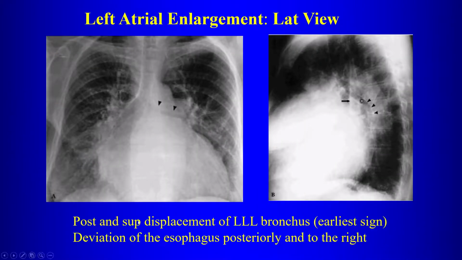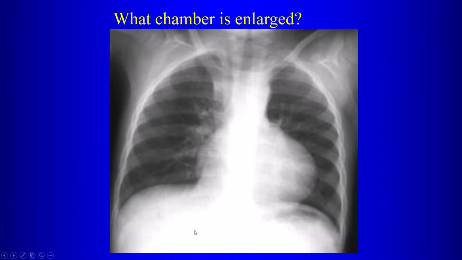Now, the earliest sign on the radiograph is posterior and superior displacement of the left lower lobe bronchus, as illustrated here. So if you're asked about that on an exam, that is the earliest sign on the radiograph of left atrial enlargement, posterior and superior displacement of the left lower lobe bronchus. Also, the esophagus might be deviated posterior and to the right.